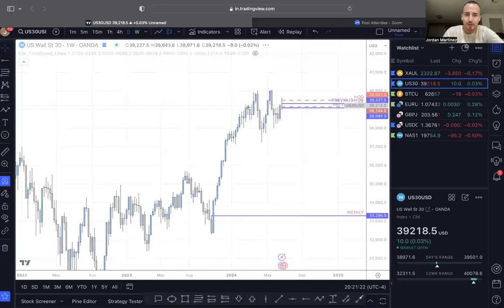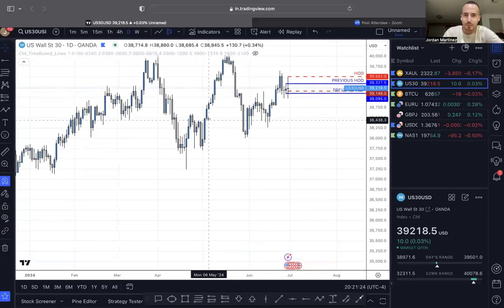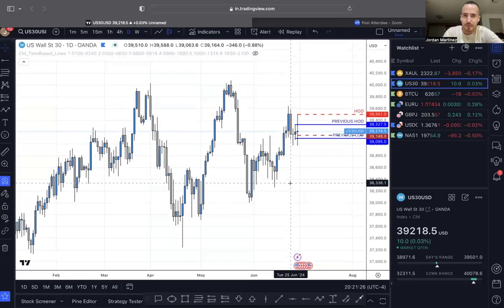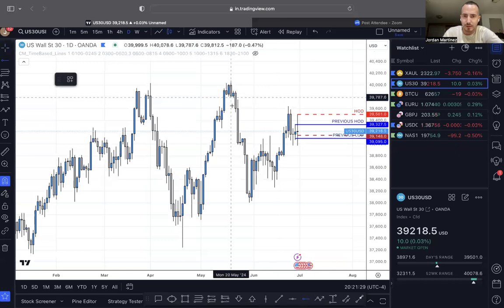Now we got to go to the daily. On the daily, what do we have? This is where we start to see the puzzle pieces. So on the daily here, we have an area of supply right here.